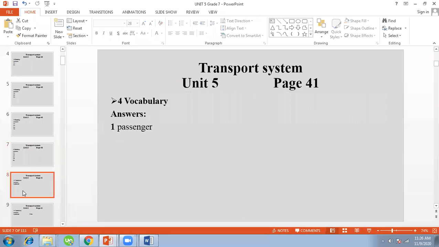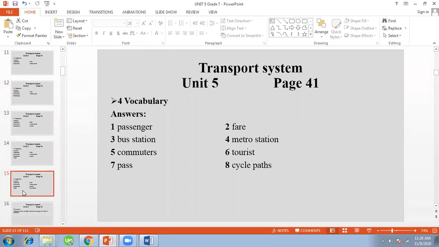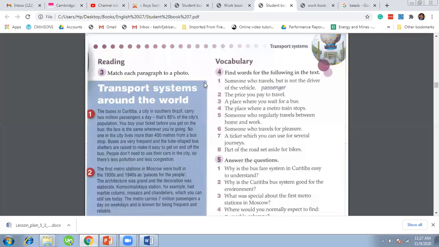Just take a look at all these answers. Or cycle paths, right? So number 1 is passenger, 2 is fare, 3 is bus station, fourth one is metro station, number 5 commuters, 6 tourists, 7 pass, and 8 cycle paths. So these are the answers of question number 4.